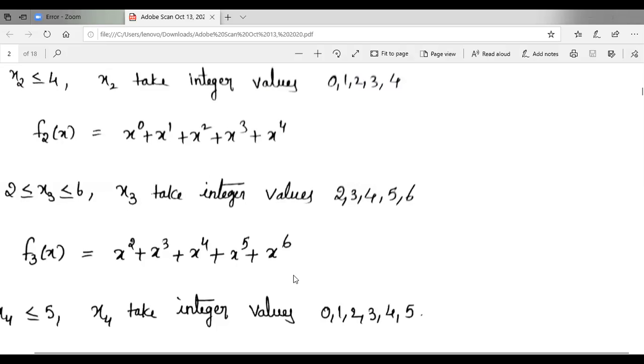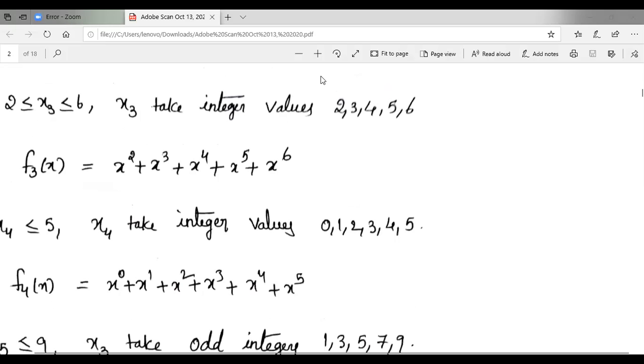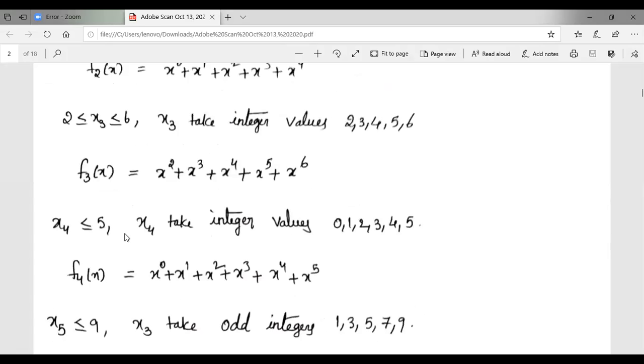The next constraint is x4 ≤ 5. So x4 can take the integer values 0, 1, 2, 3, 4, 5. The function defined on x4 is x^0 + x^1 + x^2 + x^3 + x^4 + x^5.